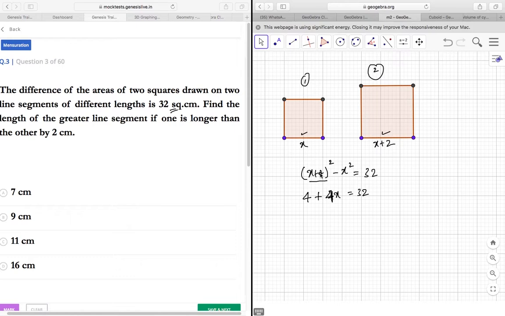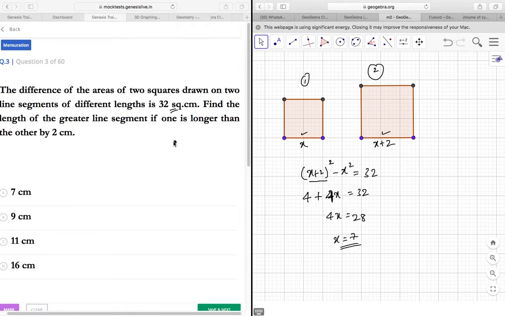a² + b²: b² is this 2², and then 2ab is 2 into 2 into x, that is 4x. So 4x is equal to how much? 32 minus 4, that is 28, so x is equal to 7.